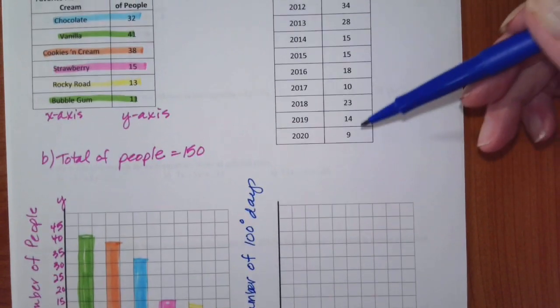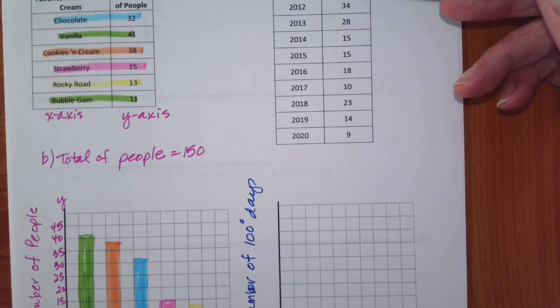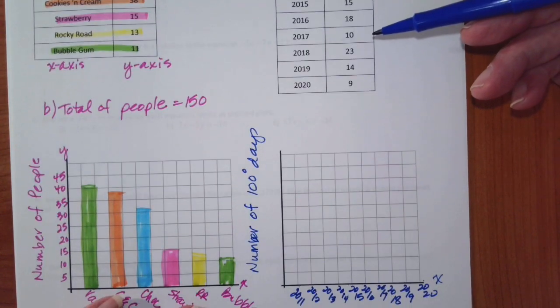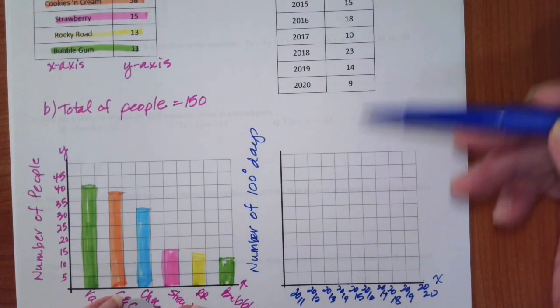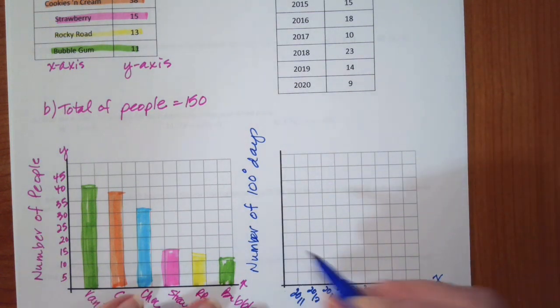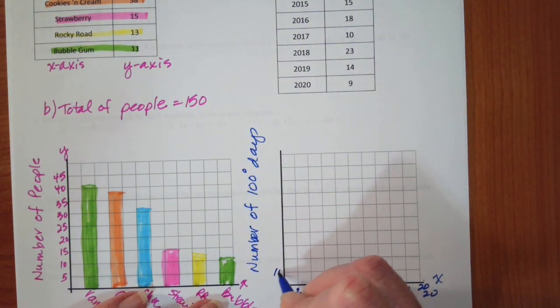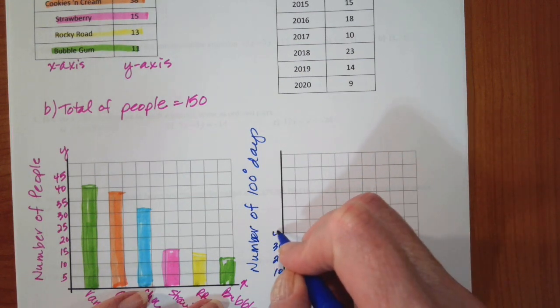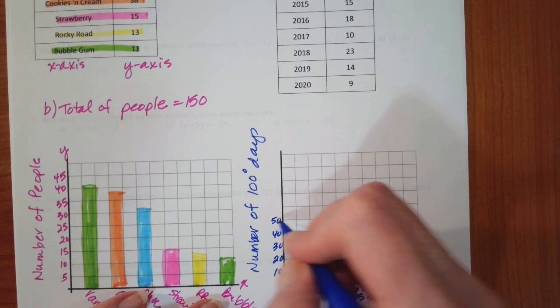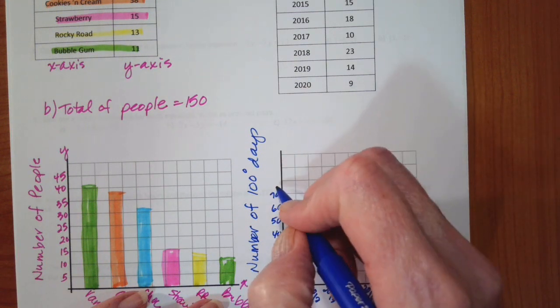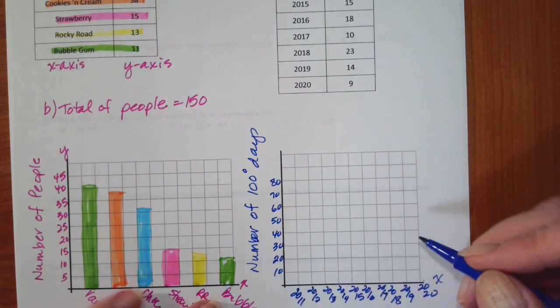Now the number of days, I need to go all the way up to 71. So if I scale by 5, that's not going to work like I did on my other graph. So let's see if we fit, if we go up by 10. So 10, 20, 30, 40, 50, 60, 70, and 80.